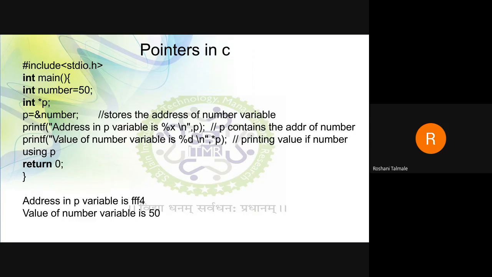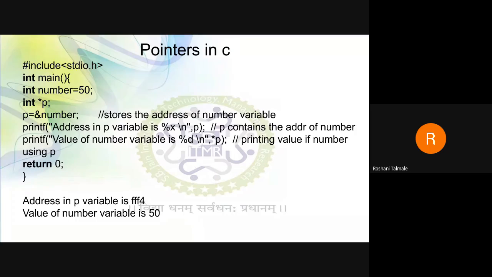Then we have created one variable called number. This program is based on the previous example, where there were two variables. First is number, which is a plain, simple integer variable holding the value 50, and p here is a pointer variable. It is of type integer.